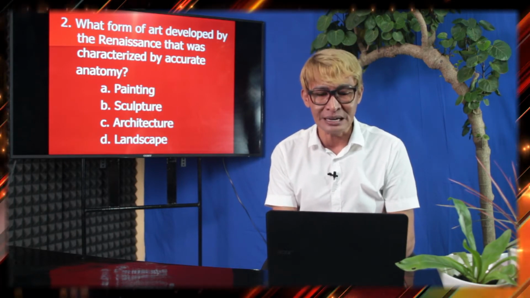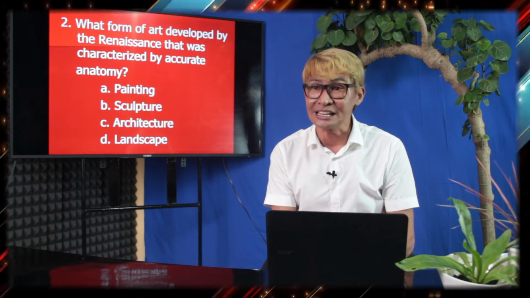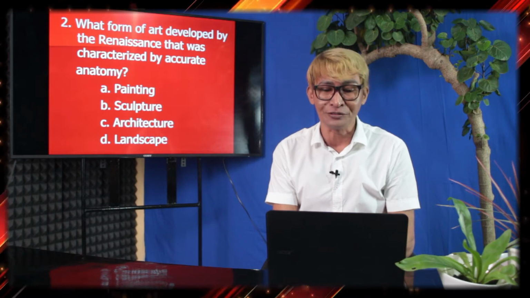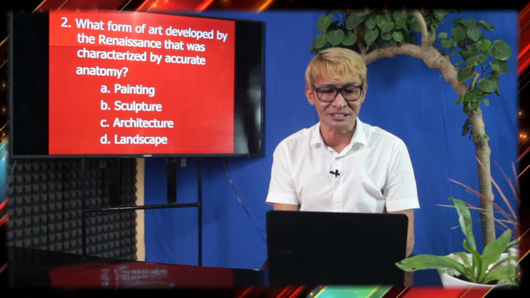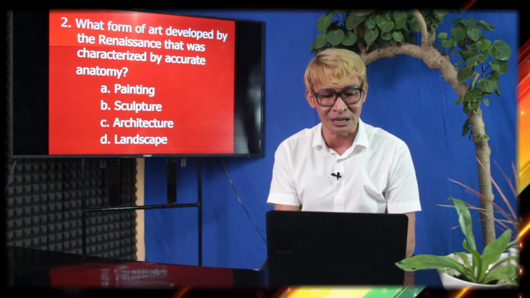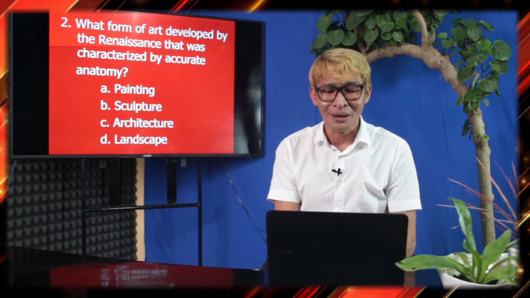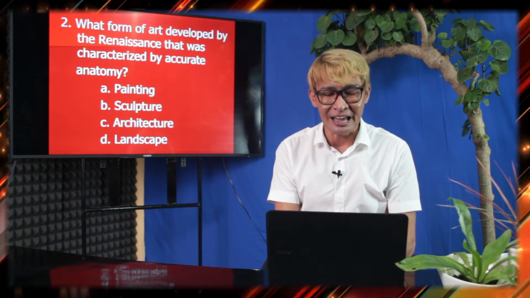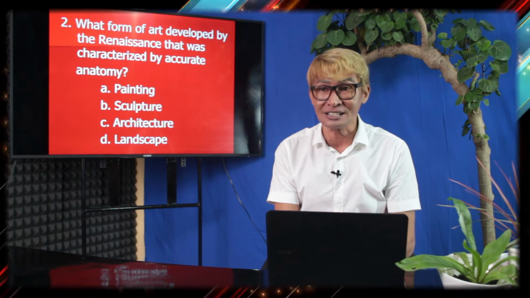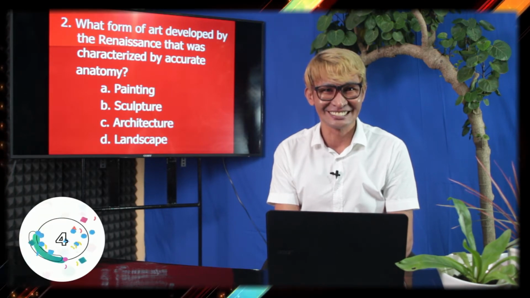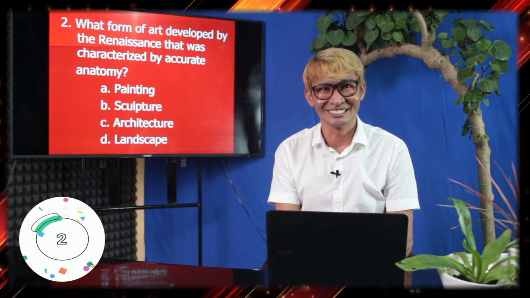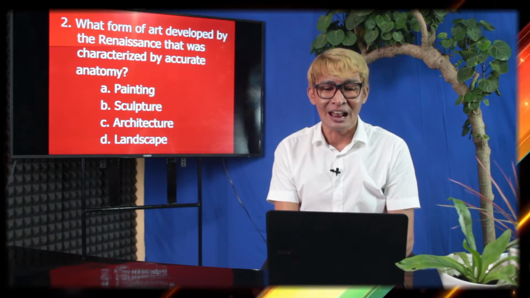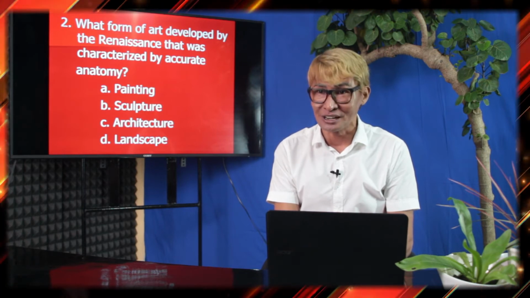Question number 2. What form of art developed by the Renaissance that was characterized by accurate anatomy? A. Painting. B. Sculpture. C. Architecture. D. Landscape. Your time starts now. The correct answer is letter B, sculpture.